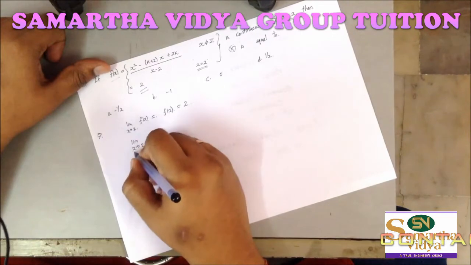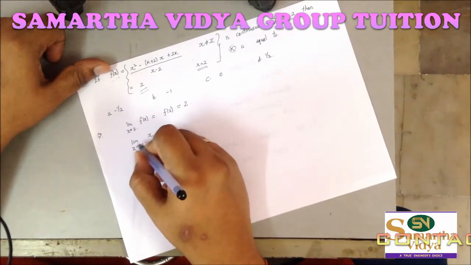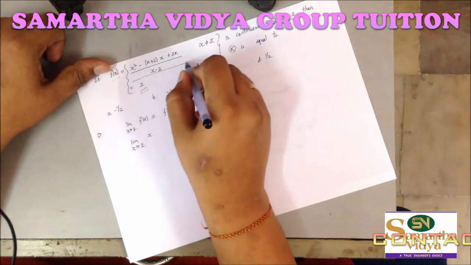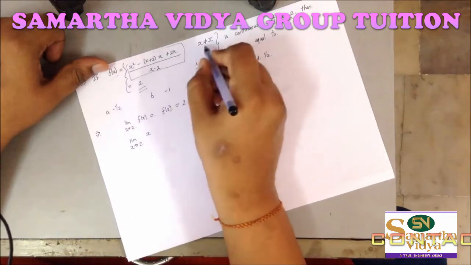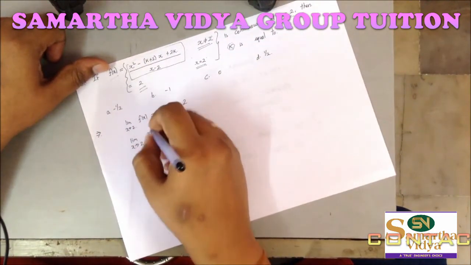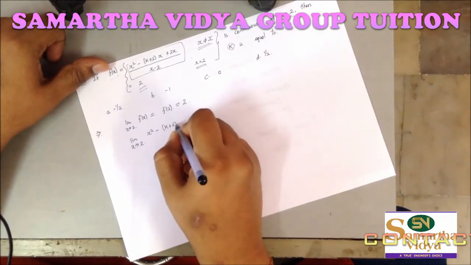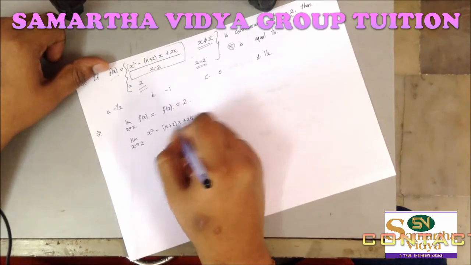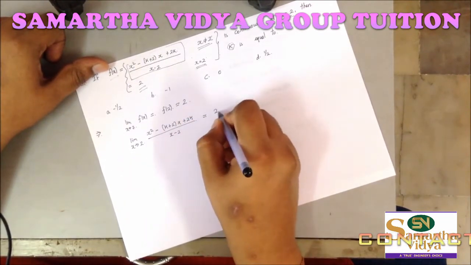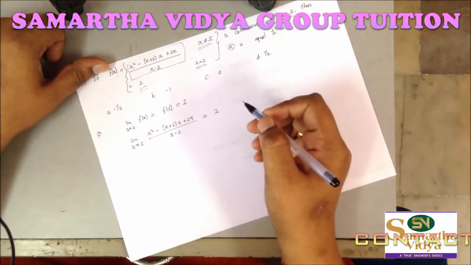So since my limit is extending to 2, that means x is going towards 2 but it is not having the value 2. So I have to use the definition of the function which is defined for x not equal to 2. So instead of f of x, I will be having this as x square minus k plus 2x plus 2k upon x minus 2, which is equal to 2. So now I need to solve this particular limit.